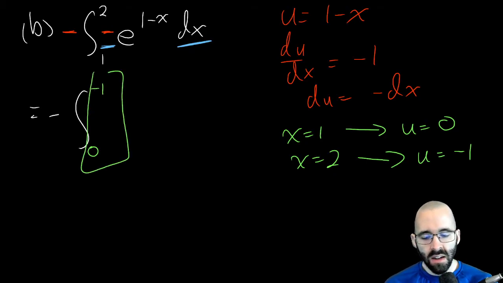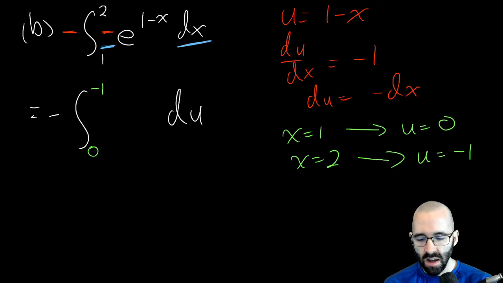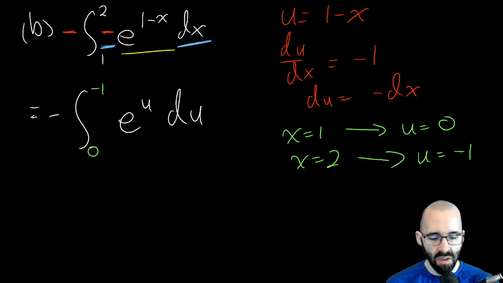And again, it's okay that the smaller one's on top here. That's fine. Integral from a to b doesn't have to have a and b in order. The blue stuff just became du, and we're just left with this yellow stuff, which is just e to the u, because u is 1 over x. They're the same thing. Now we can evaluate this antiderivative.